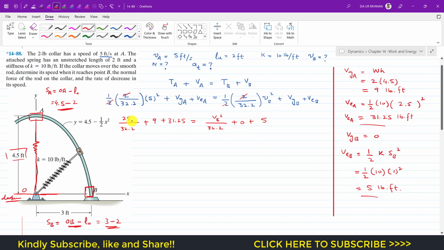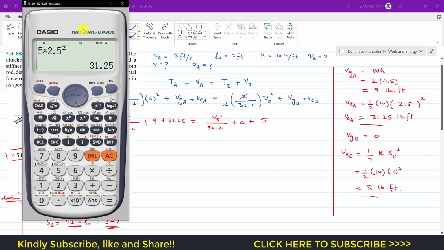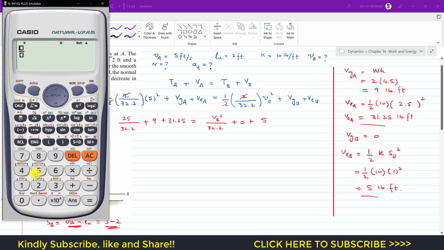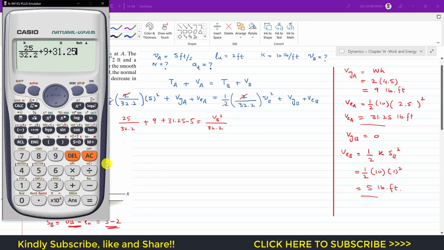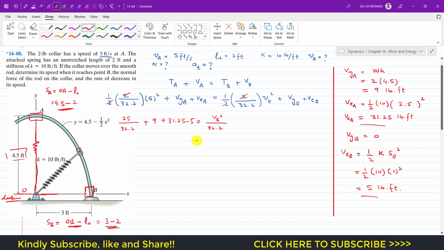So now let me calculate this. This is 25 divided by 32.2 plus 9 plus 31.25, and if I bring this 5 to the other side of the equation, it becomes negative. So we will have minus 5 equals this. So we will be left with this equation. So now minus 5, this gives us 36.03.